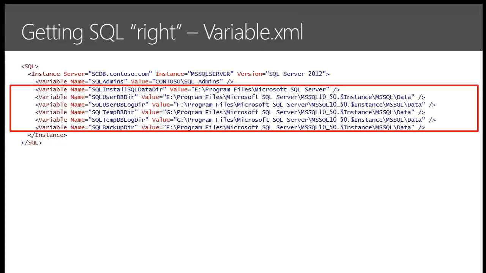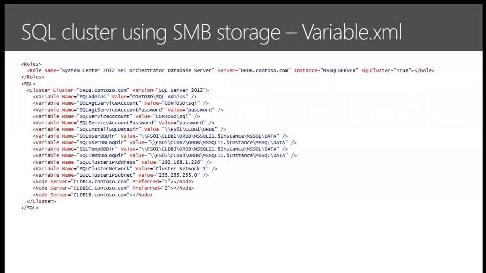So here's the reference for, and these really are in here for reference. I don't want to spend a long time on explaining these. The reference for getting SQL right, these are the variables that define where the database files, log files, tempdb files go. SQL clusters, there's 2 different ways you define that depending on what the storage is. If it's SMB storage, you specify UNC paths. If it's SAN-based storage, you specify cluster disks and drive letters.